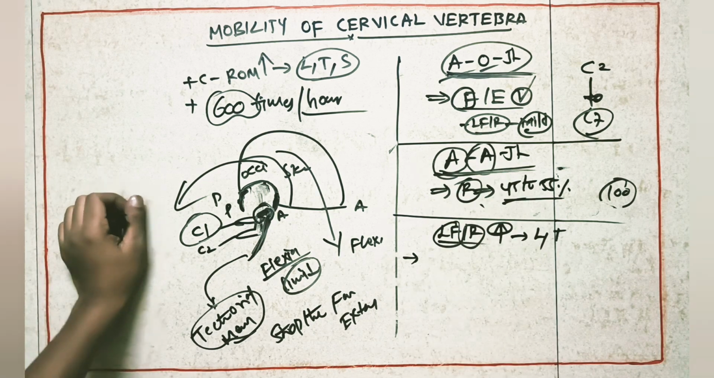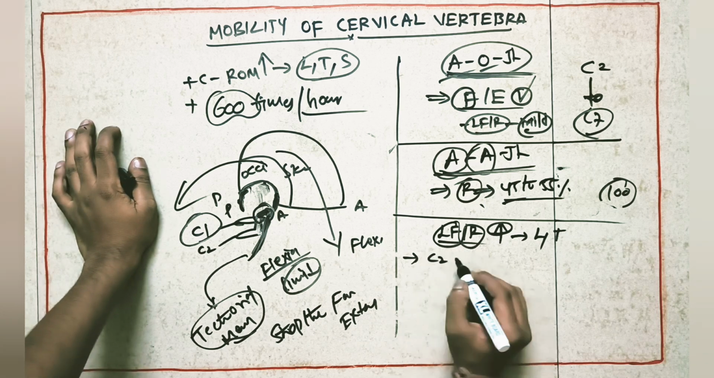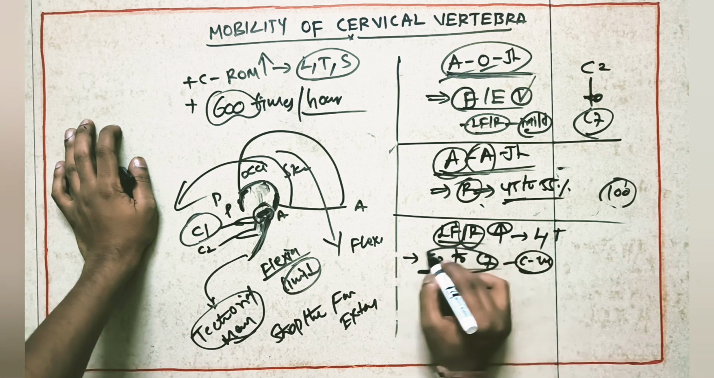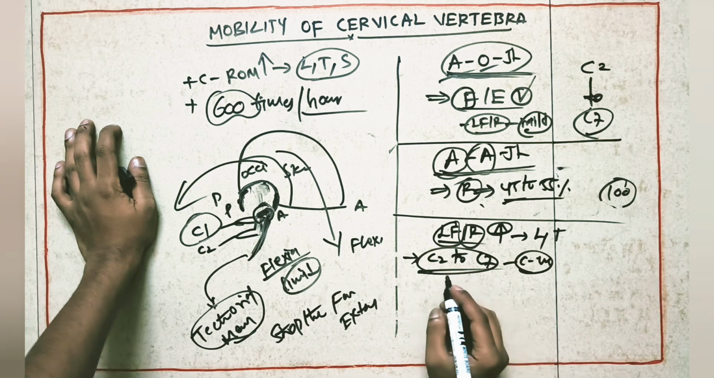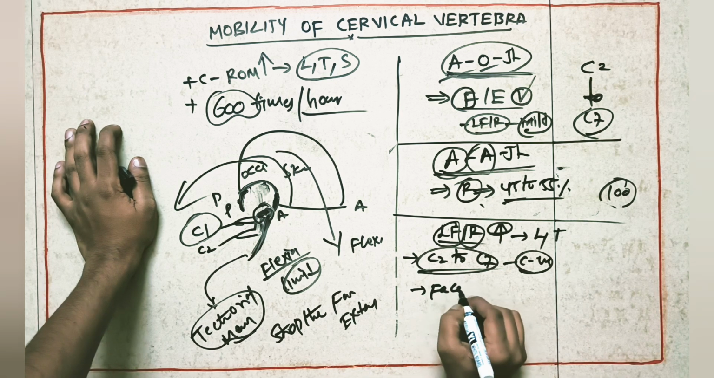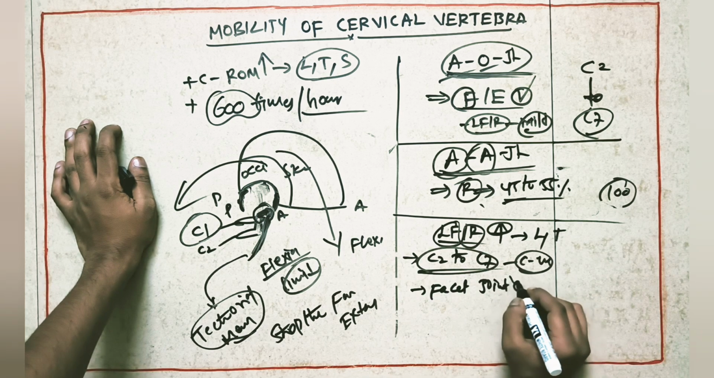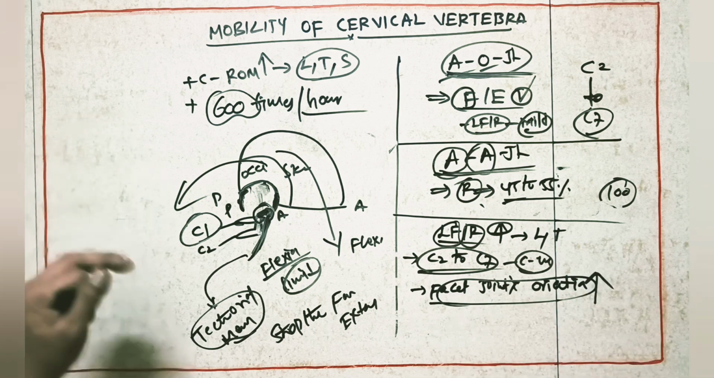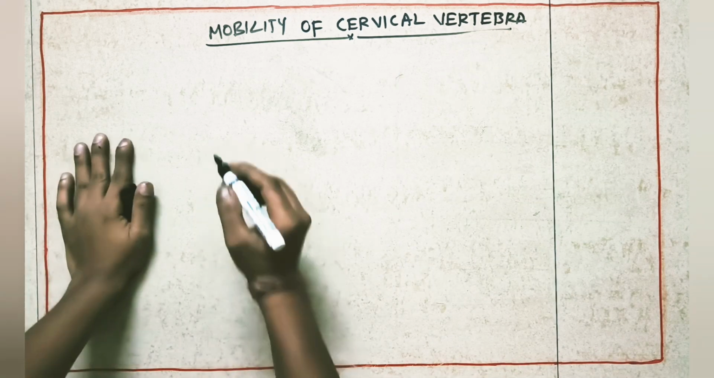So this lateral flexion and rotation is going to happen between the C2 to C7 cervical vertebrae, mostly between these vertebrae. Here it is because of the facet joints' orientation. These ranges of movement will be more in the cervical spine.